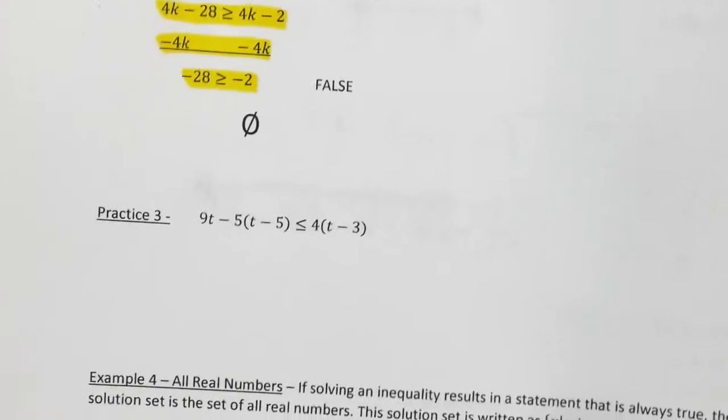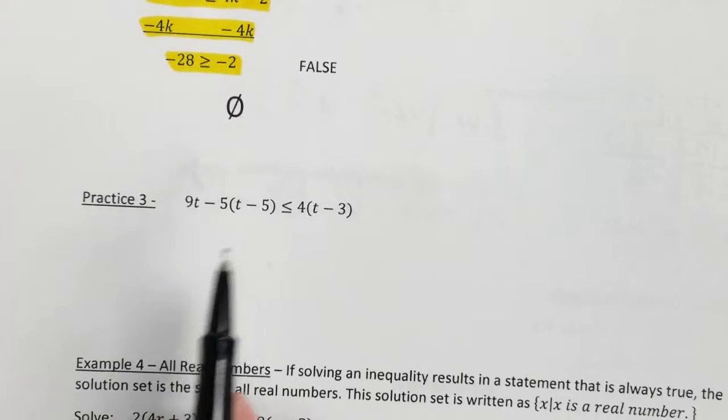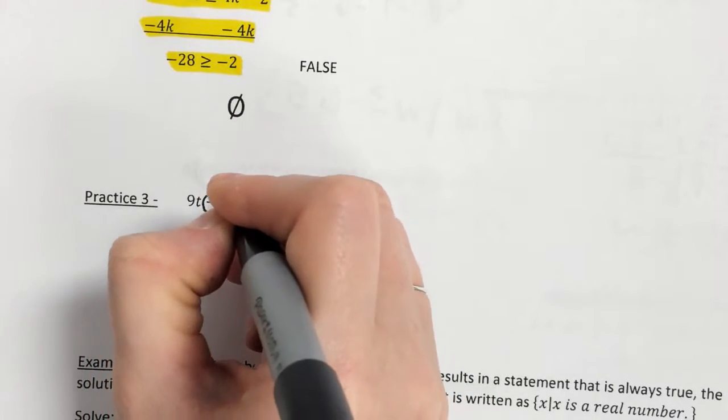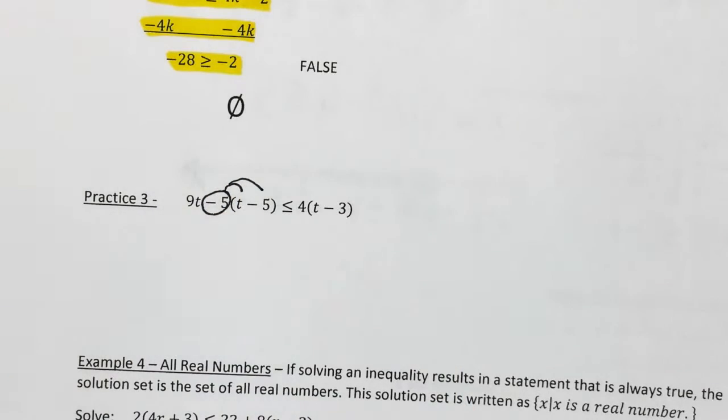So try to do this next one. But before you start, I do want to warn you about this right here. What number are we distributing? Negative 5. Okay? Try this next one. So you should be getting something that's a false statement, so then we can write no solution.